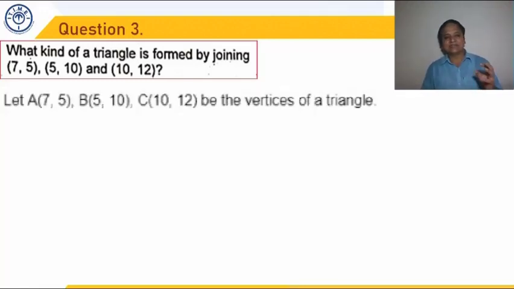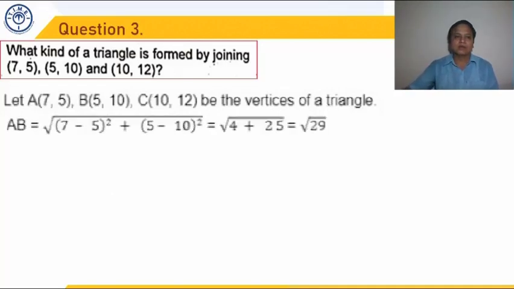So we assume, let these 3 vertices be named as A as 7, 5, B as 5, 10, and C as 10, 12, be the vertices of a triangle. Now AB is equal to under root of (7 minus 5) whole square plus (5 minus 10) whole square. We are finding the distance between AB. 7 minus 5 is 2, 2 square is 4. 5 minus 10 is minus 5, minus 5 square is 25, inside square root. So 4 plus 25 becomes 29 inside square root. So the length of AB is under root of 29 units.